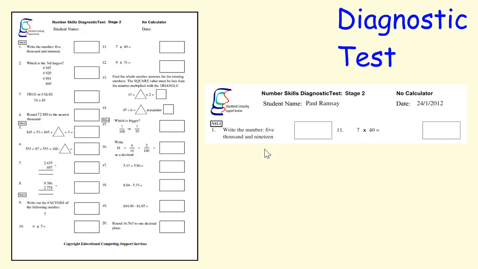Question 1, write the number 5019, and every time that test is generated, there will be a new question there, but focusing on that skill. Over here we've got 7 times 40, once again testing a specific skill. Each student can have a test for themselves because they're generated instantly, and also the date will be selected by the computer on the date that you print it out.